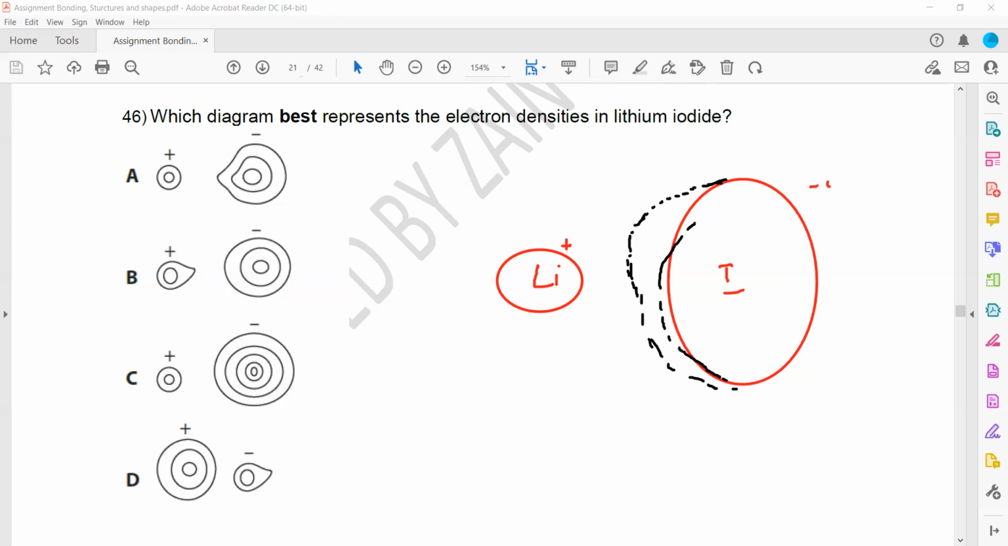The electron density of the negative ion is shifted more towards the positive ion. So which is the best evidence of an ionic compound? If there was no distortion, the electron density map would look like this. But because there is a distortion, and no distortion normally happens for isoelectronic structures that have the same number of electrons, in this case A is the right answer.